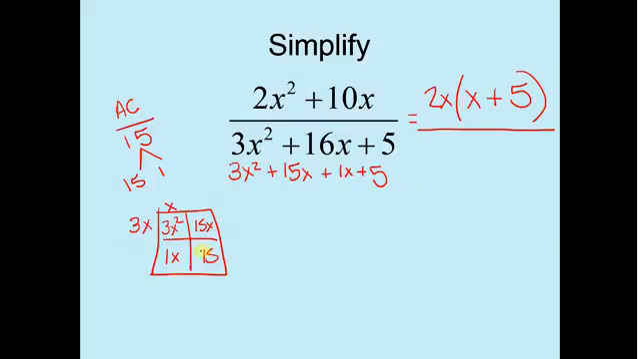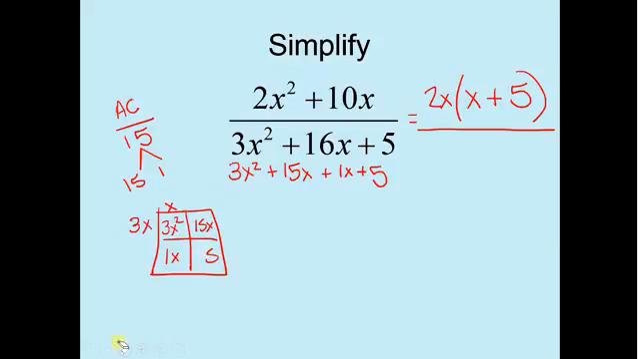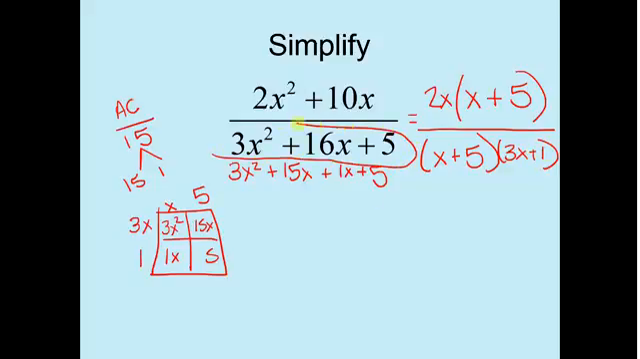Oh, that should be a 5. I was wondering why this isn't going to work out. This should be a 5. There we go. 5 going this way, and a 1 going that way, right? So I can factor the bottom and get x plus 5 and 3x plus 1. So I took this bottom part right here and factored it out to give me this.